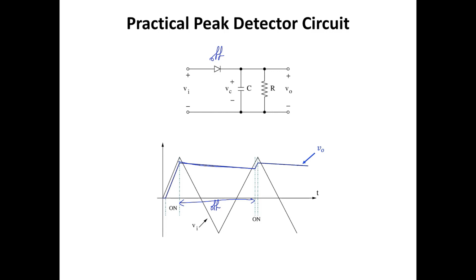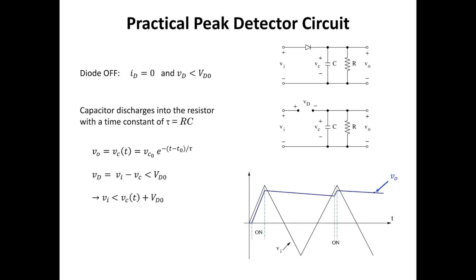And then when the amplitude of Vi reaches a value that is greater than Vc plus VD naught, then the diode is going to turn on and the voltage across the capacitor is going to increase because the diode conducts and the capacitor charges some more, and again it turns off, and then again the capacitor discharges through this resistor. Using the KVL equation in the main circuit and the voltage equation of a discharging capacitor, we can find the output at any time point. We also can find the time point at which the diode turns back on.